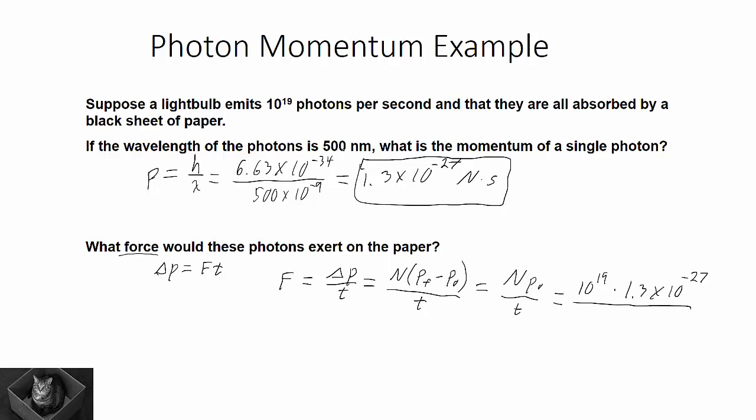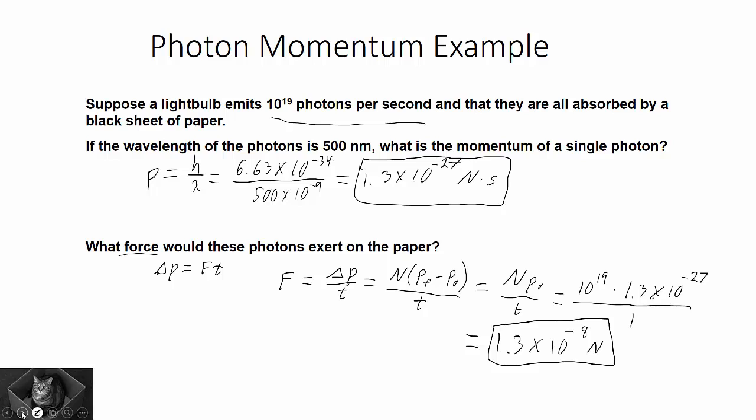You'll notice that the momentum of a photon just depends on its wavelength or frequency. It's always constant. You don't have faster photons or slower photons because they're always moving at the speed of light. So the momentum is always fixed for a photon of a given wavelength. Okay, and this was 10 to the 19th photons every second, so we just divide this by 1, and we get a big whopping force of 1.3 times 10 to the negative 8th newtons, which is why you can't push people around with flashlights.